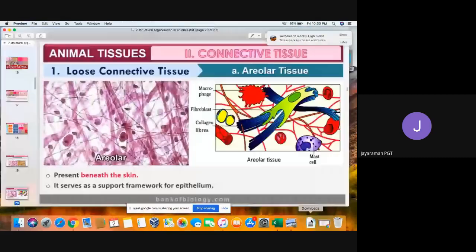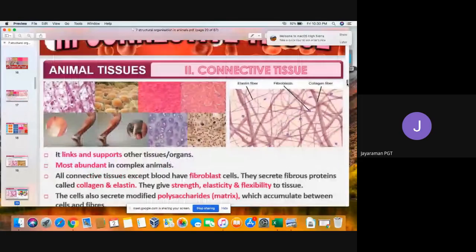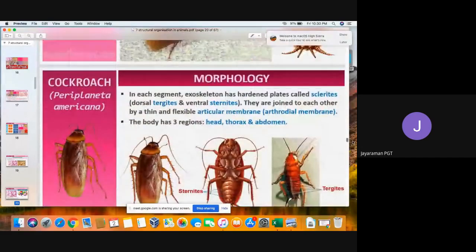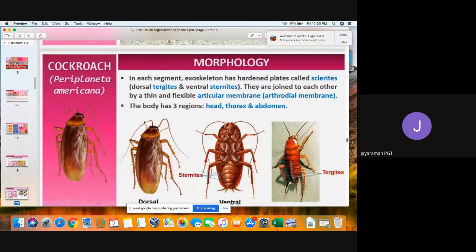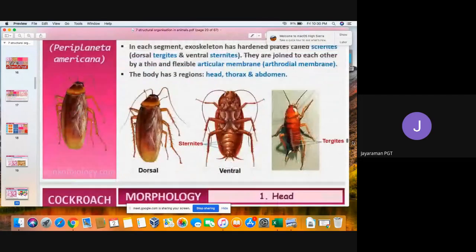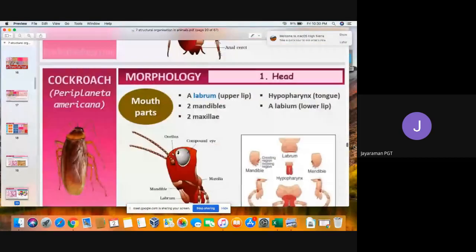So under chapter 7, the cockroach study is excluded: morphology of the cockroach, external structures, male and female differences. Then under anatomy, the digestive system, respiratory system, circulatory system, and reproductive system are all completely removed for this year. So we will be left with the tissue systems, the different tissues. Under this term, we'll be discussing structural organization of animals.